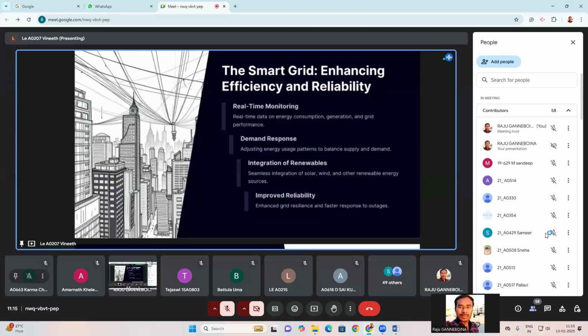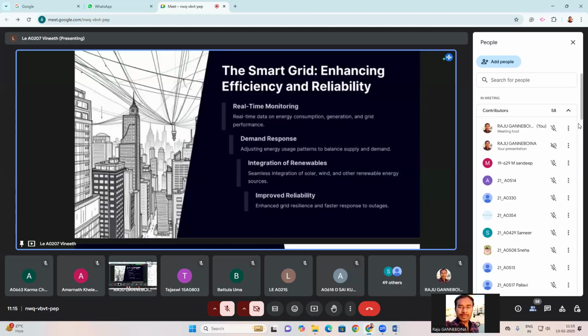Next one is integration of renewables. Nowadays, our main generation, as we discussed, is from conventional sources, like using coal to burn and rotate the turbine. So integration of renewables is nothing but integrating the renewable energy sources that we have, solar, wind, nuclear, and other sources, into the existing generation in order to reduce carbon utilization and pollution to the environment. Next one is improved reliability: enhancing grid resilience and faster response to outages.